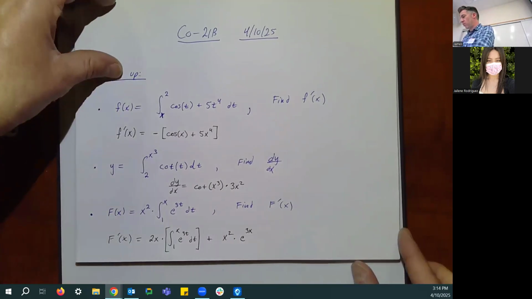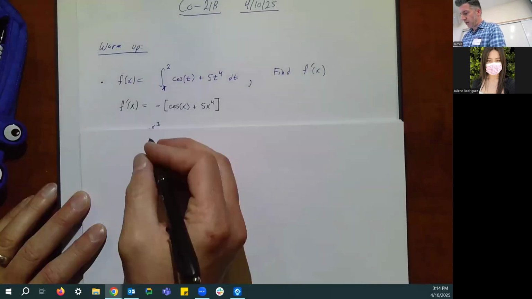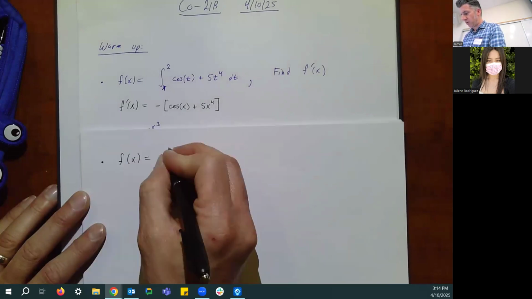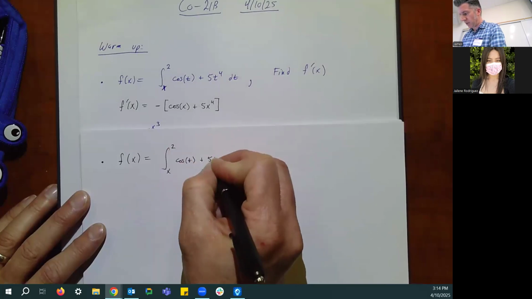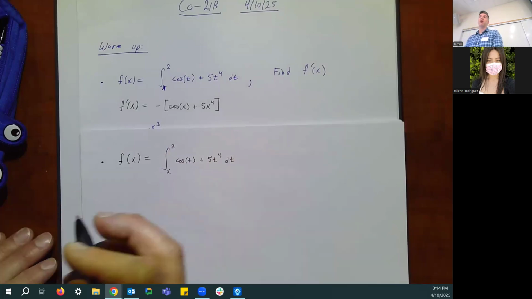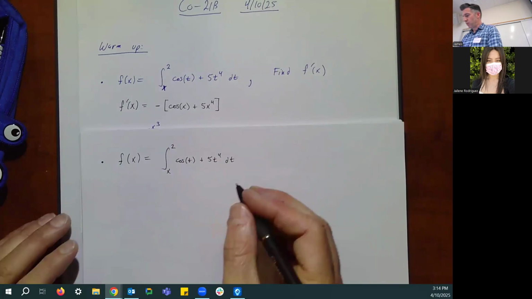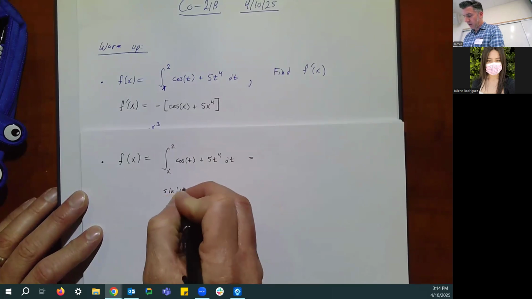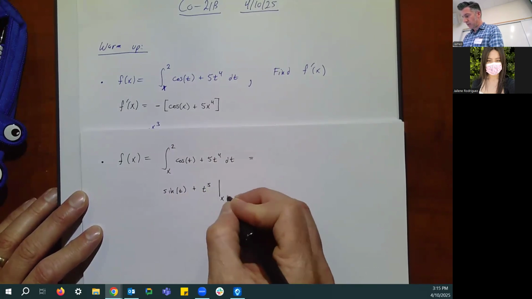Let's look at each of these a little bit more in depth. So for this first one here, I'll point out that if our function, I should have called it capital F, but I didn't. Oh well. If this is equal to the integral from x to 2 of cosine of t plus 5t to the fourth dt, then we can use the second part of the fundamental theorem of calculus, which is the evaluation theorem, which just says we can anti-differentiate each of those functions and then plug in the limits of integration and subtract. So the antiderivative of cosine of t is sine of t. The antiderivative of 5t to the fourth is t to the fifth, evaluated between x and 2.